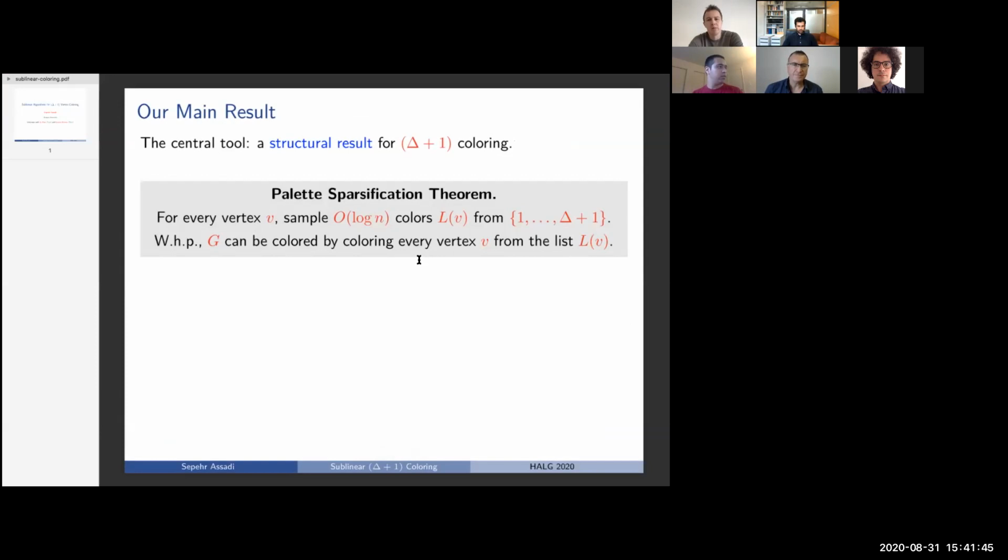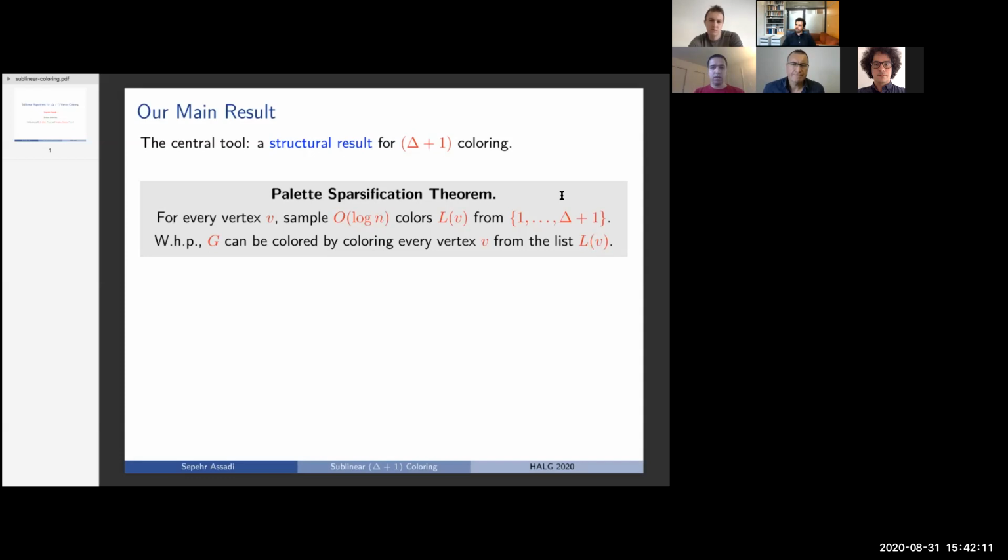It says the following: for every vertex of the graph, independently and uniformly at random, sample order log n colors from 1 to delta plus 1. Then I claim that with high probability, we can color graph G by using just these lists of colors for vertices, or in other words, G is list colorable from these lists.